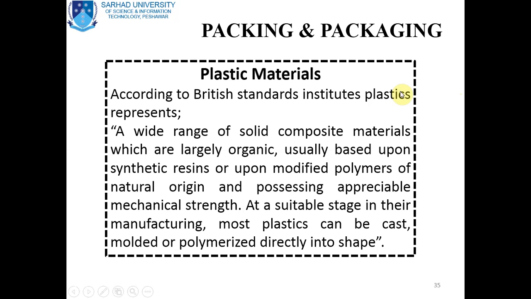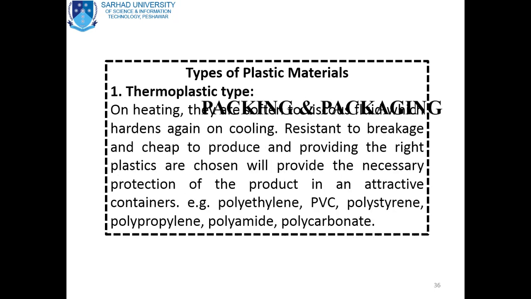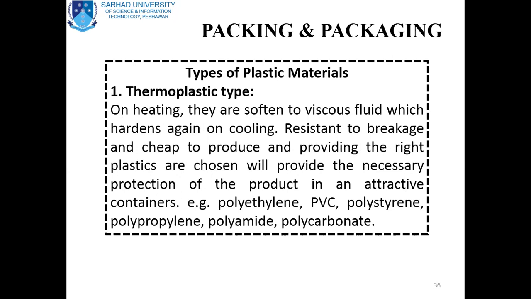It is clear from the British Standards Institute definition that different materials can be shaped, plastic is manufactured at suitable stages, and there are different types of plastic material. The first one is the thermoplastic type, and the second one is the thermosetting type. In the first one, the thermoplastic type, on heating they are softened to a viscous fluid, which hardens again on cooling, and it is resistant to breakage, cheap to produce, and economical, provided the right plastics are chosen to provide the necessary protection of the product and an attractive container.